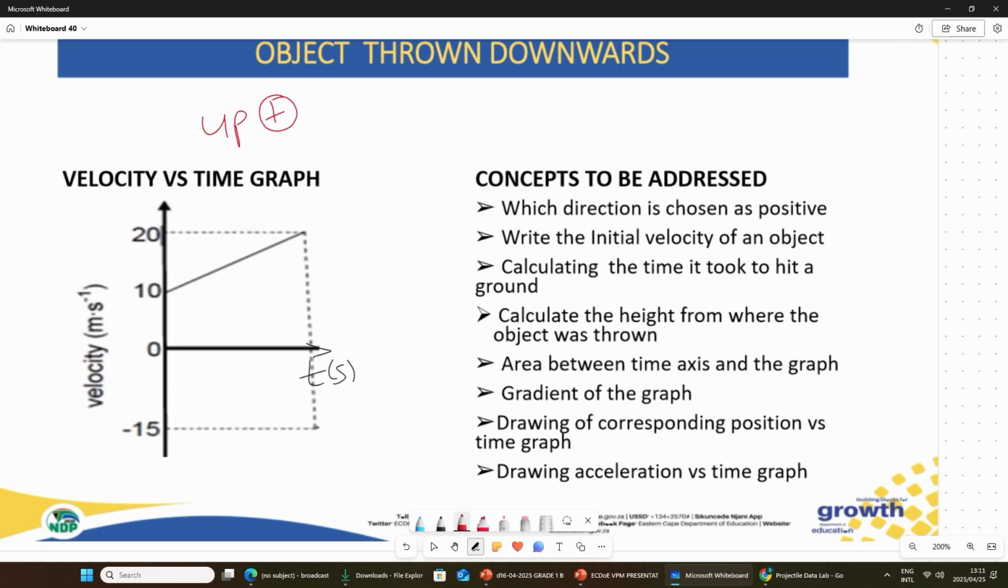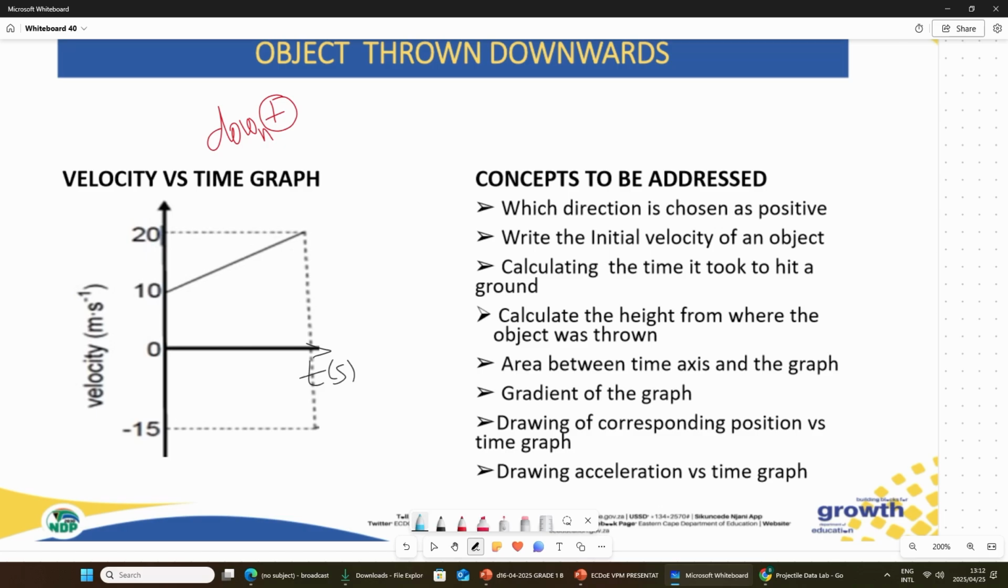Sorry about that. It is downwards, not up. Here they have taken down as positive, because this ball is thrown downwards. So that means our down is taken as positive.